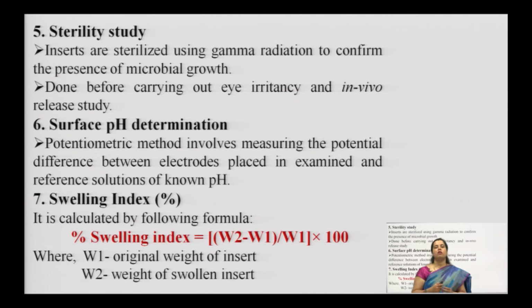So, potentiometric methods involve measuring the potential difference. How can we check the pH of the ocusert? This is the method that we use, the potentiometric method, in which different electrodes measure the pH of this preparation, or the solution we make from the preparation.